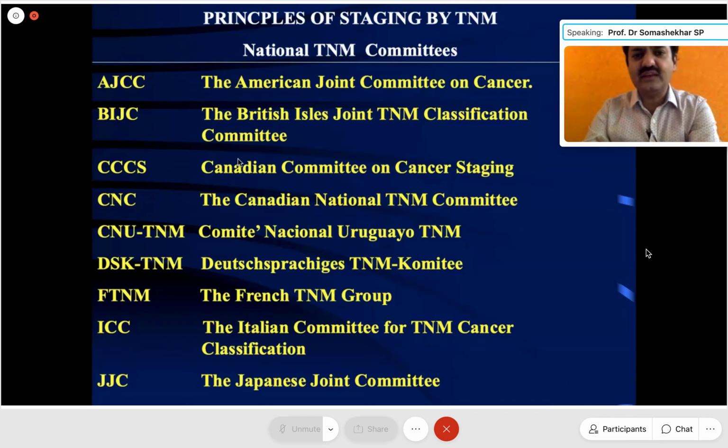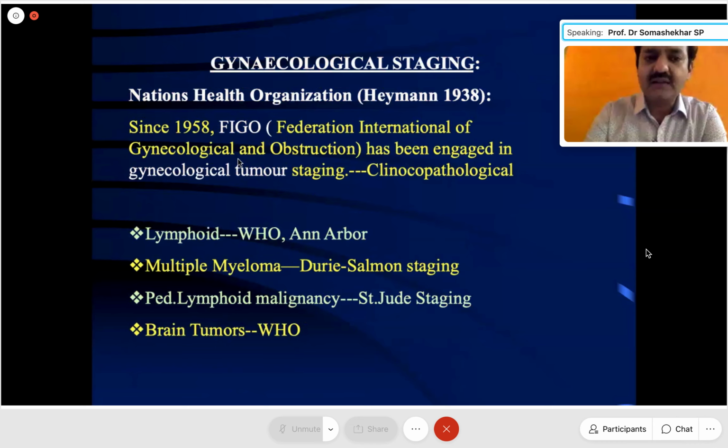Now, initially, when the TNM committees sat to identify various staging, these were all the stagings available at that moment: the American Joint Committee on Cancer, the British classification, the Canadian Committee on Cancer Staging, then we had the French group, the UICC, the Japanese JJC. So you can see that a common language never existed, and there were all these problems.